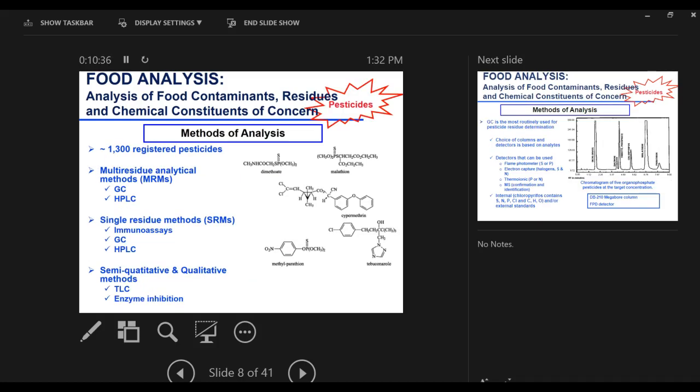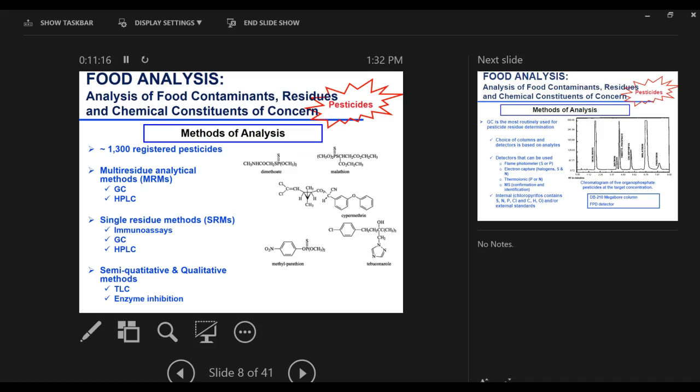Okay, pesticides. So we have so many registered pesticides. To be a registered pesticide means it has been proven that it is acceptable at a certain level to be present in the crop, so that it doesn't cause harm to the consumer. So any pesticide that needs to be used should be registered with the government, and then the tolerance level identified before application.